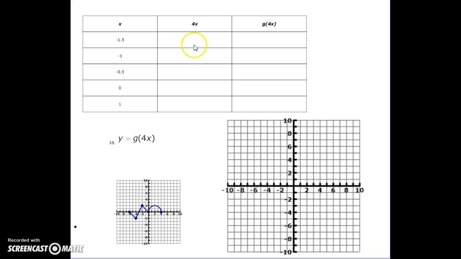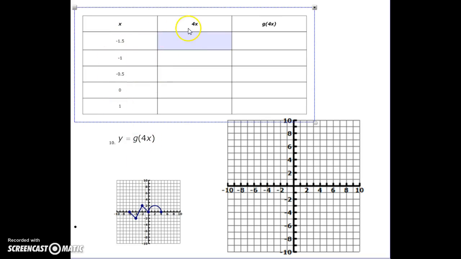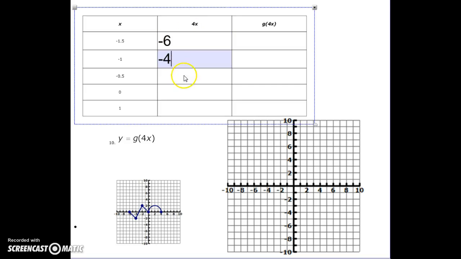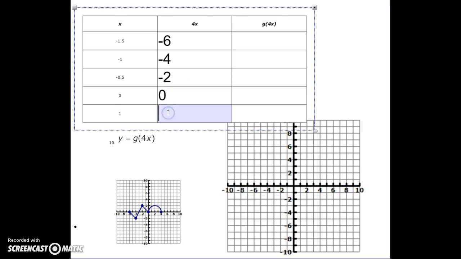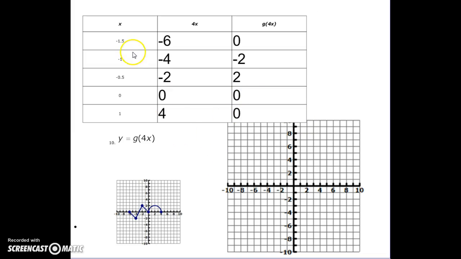Now I have a whole number coefficient. New x values, multiplying each one by 4. Negative 6, negative 4, negative 2, 0, 4. Looking back at the original table, when the x is negative 6, my function equals 0. When the input's negative 4, my function's negative 2. When the input's negative 2, my function's 2. When the input's 0, my function's 0. My input's 4, my function's 0. So we graph the x's and these y's.